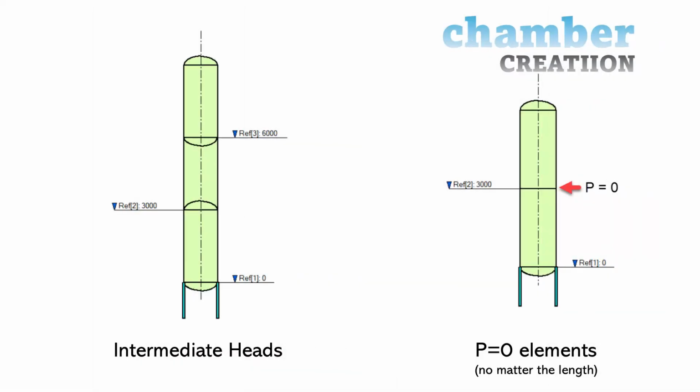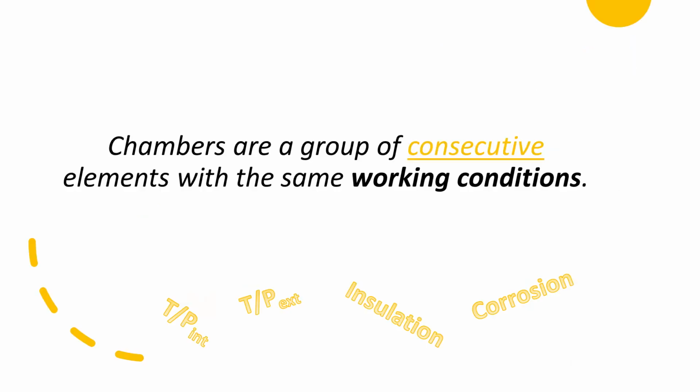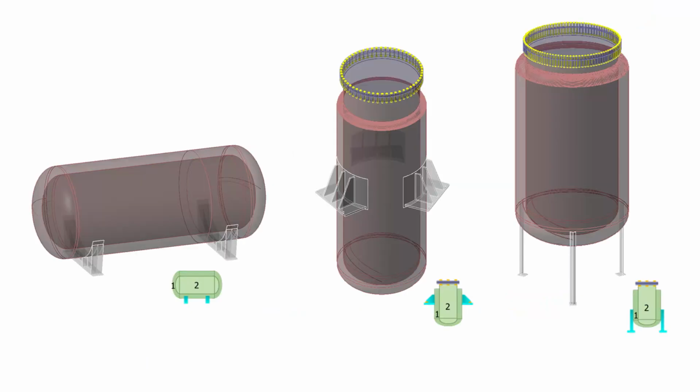So in AutoPIPE vessel, chambers are not to be understood as physical enclosed volumes, but as a group of consecutive elements, because they must be next to each other, with the same working conditions. Conditions in the broad sense, as they not only refer to pressure and temperature, but also insulation thickness or corrosion thickness, among others. This is the key to understand jacketed vessels that we will explain in the second part of the multi-chamber vessel series.